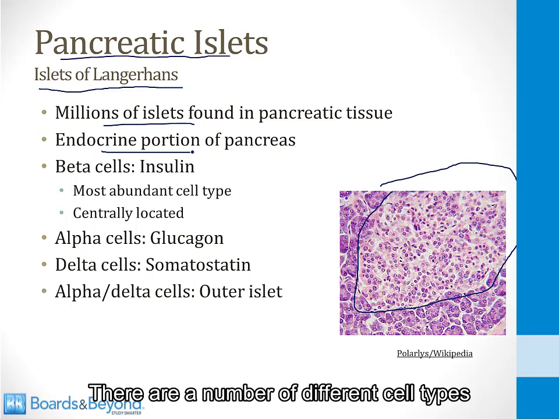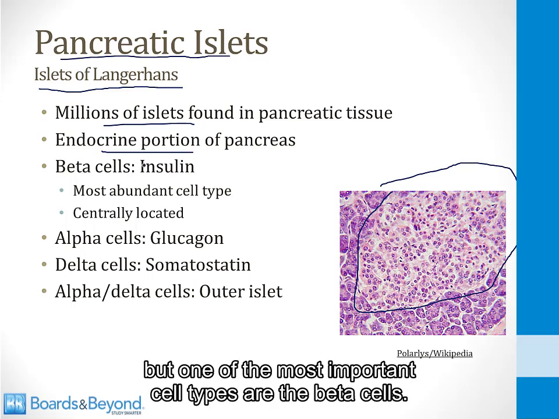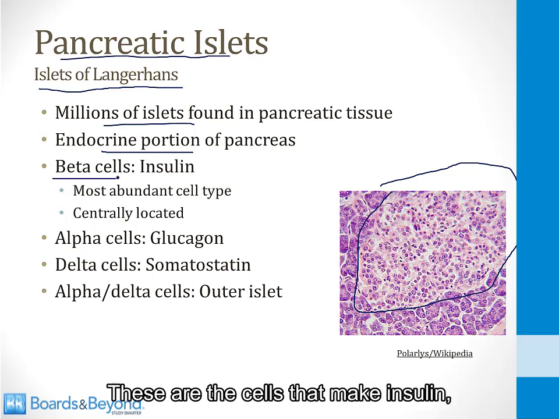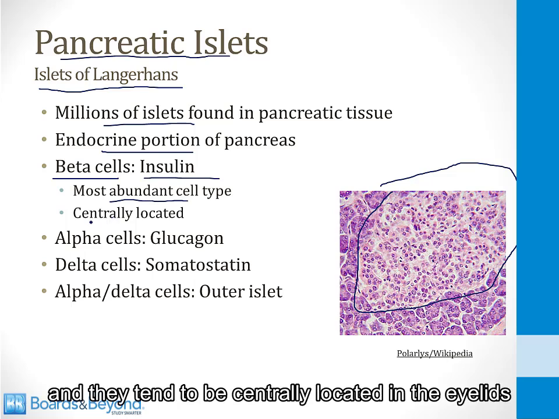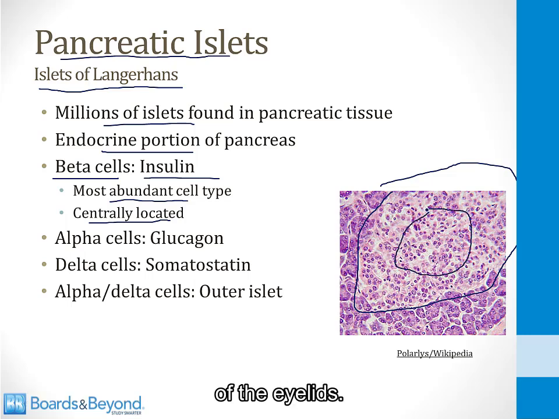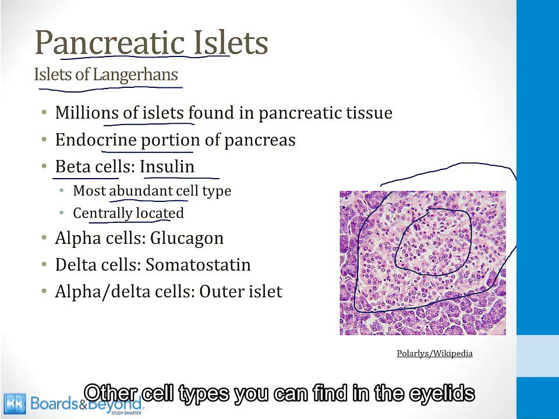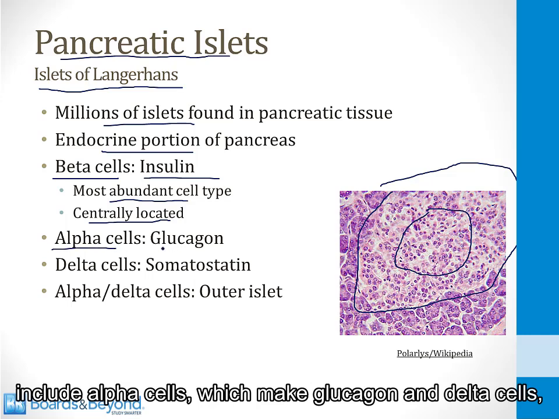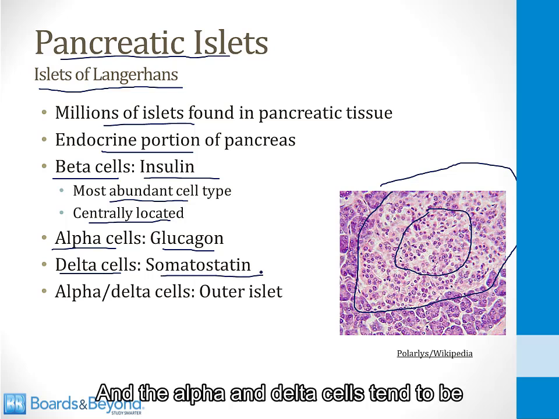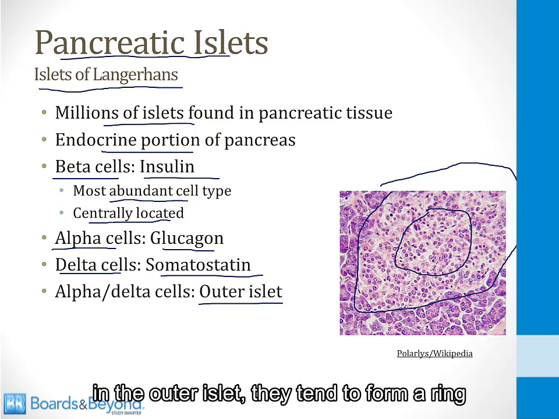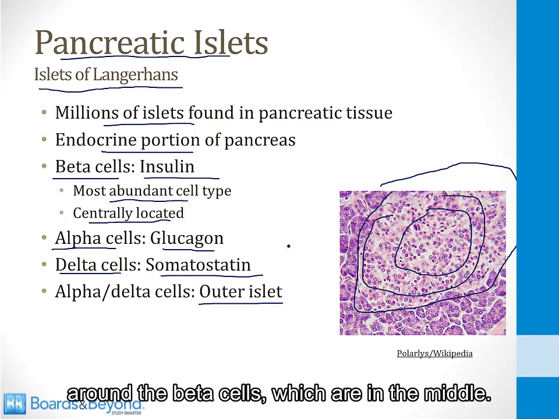There are a number of different cell types found in the islets, but one of the most important cell types are the beta cells. These are the cells that make insulin. They're the most abundant cell type in the endocrine pancreas, and they tend to be centrally located in the islets. You tend to find the beta cells more towards the middle of the islets. Other cell types you can find in the islets include alpha cells, which make glucagon, and delta cells, which make somatostatin. And the alpha and delta cells tend to be in the outer islet. They tend to form a ring around the beta cells, which are in the middle.